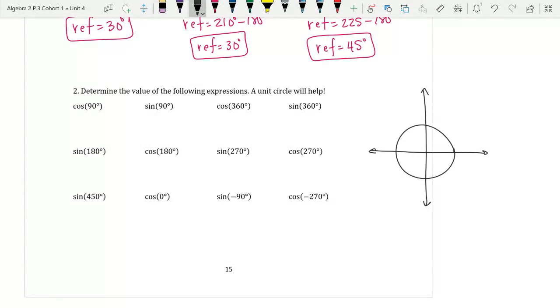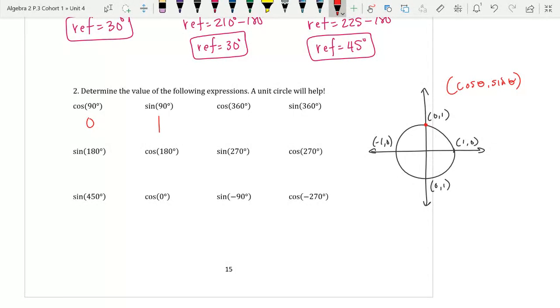So here's your unit circle. I'm going to label all of my points, just labeling all the points around the unit circle so I know where I'm at. Also, we have to remember any point on the unit circle is in the form of cosine of the angle, comma, sine of the angle. So when it says cosine of 90, we're up here at 90 degrees. Cosine is the x value, so that's 0. When it says sine of 90, that's the y value, so the sine of 90 is 1.